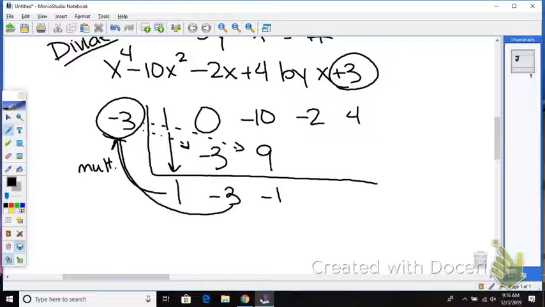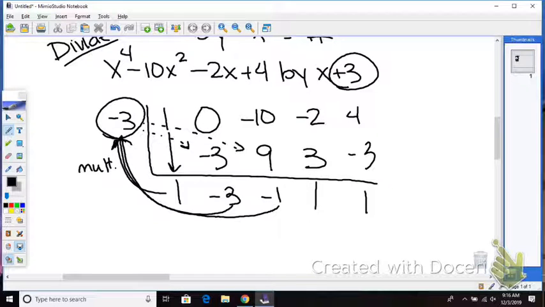negative 1. Then we're going to take our negative 1 and multiply that by negative 3. What's negative 1 times negative 3? Positive 3. That's going to go on our next space over. And then we're going to add, no, that's a positive 1. Then we're going to multiply that. Positive 1 times our negative 3 is a negative 3. Add straight down, and what do I get? 1.